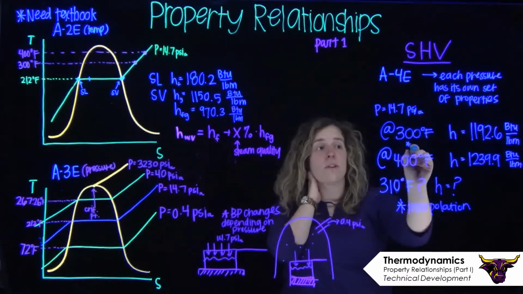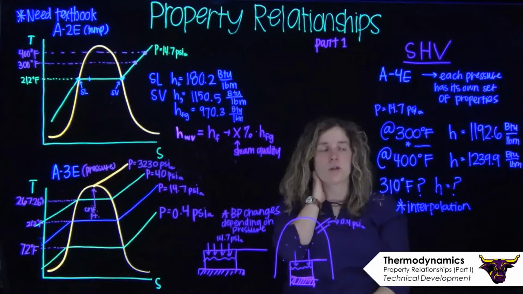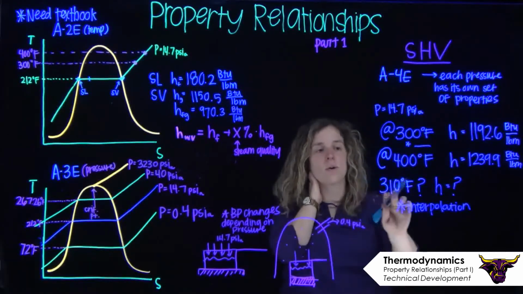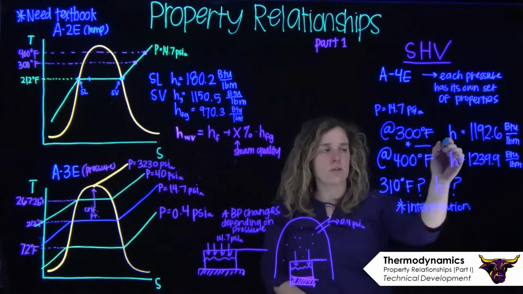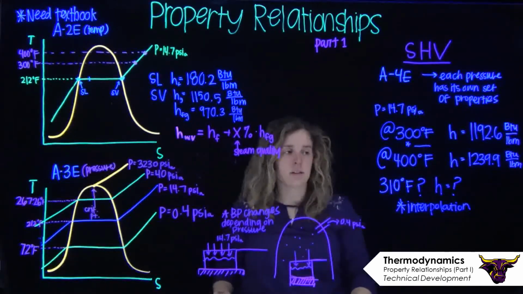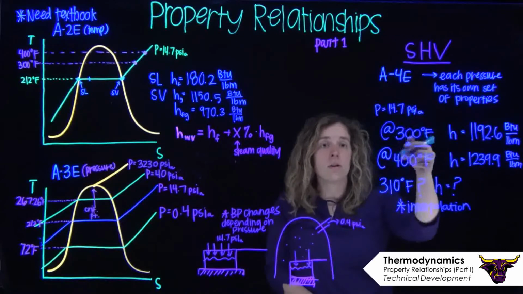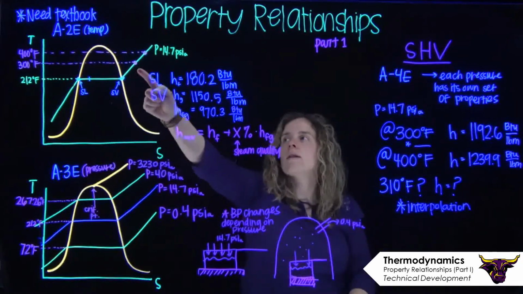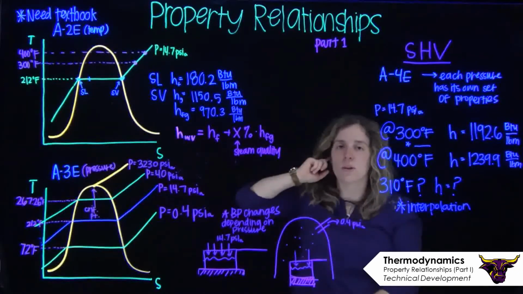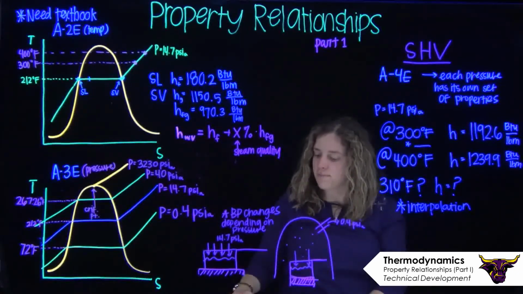If it was 350, it would be easy, right? You'd just do halfway, but we're at 310. So you're going to get to practice this a lot, but you get to do some interpolation to actually find that h value at 310, or whatever value between 300 and 400. It is linear through the section, so you can do interpolation and you'll be okay with that prediction.